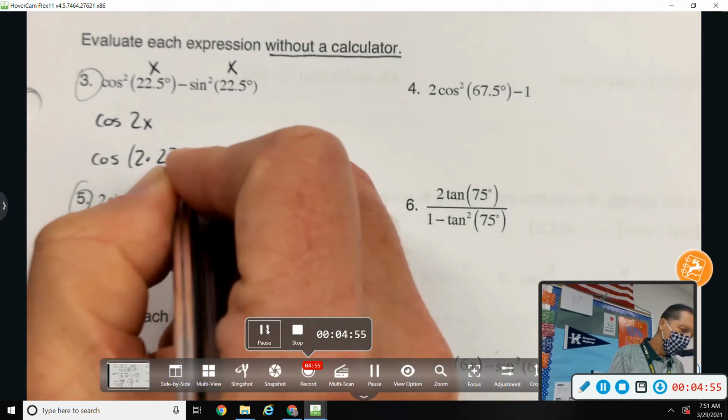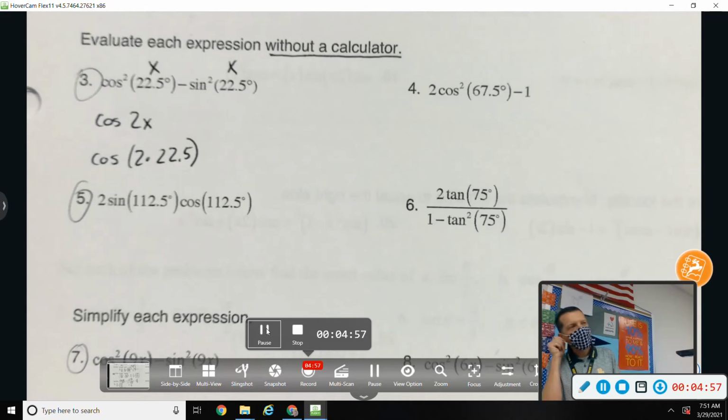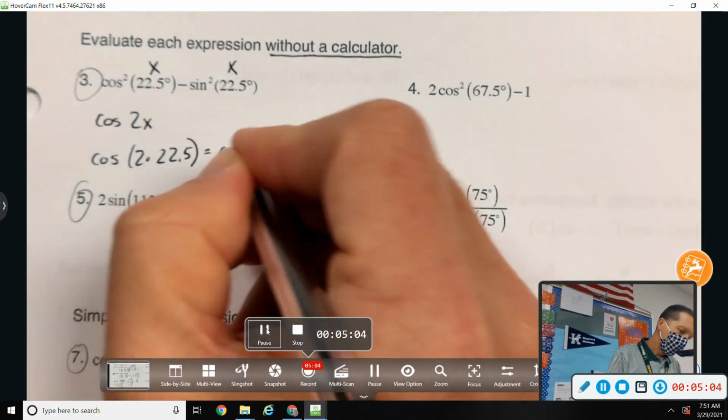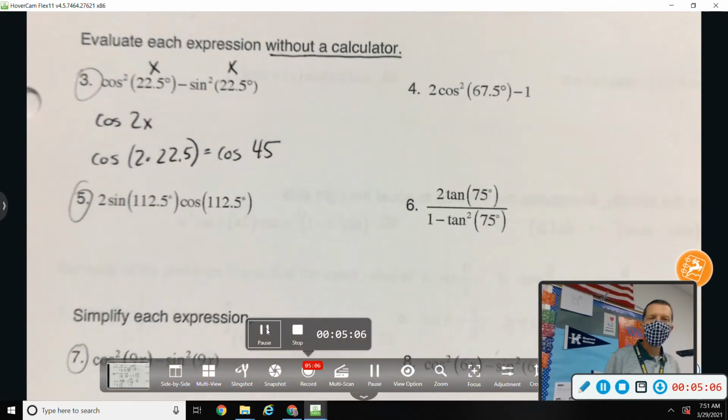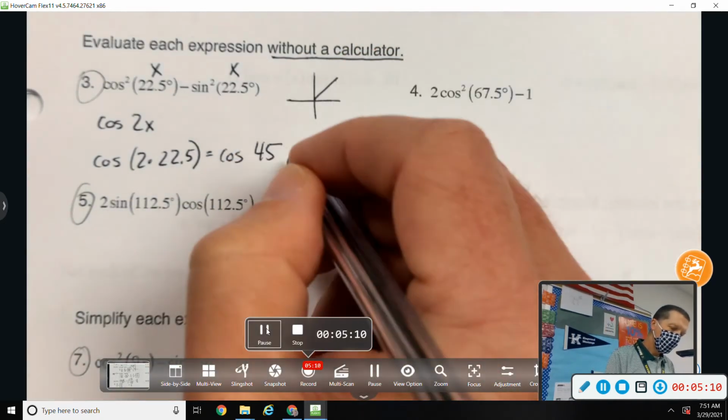So this is kind of using the formula backwards and realizing that this is the same thing as cosine of 2 times 22.5, which is the cosine of 45, which is root 2 over 2.